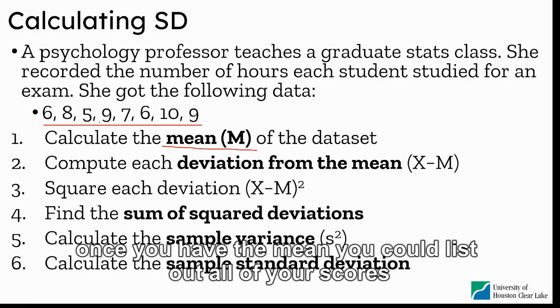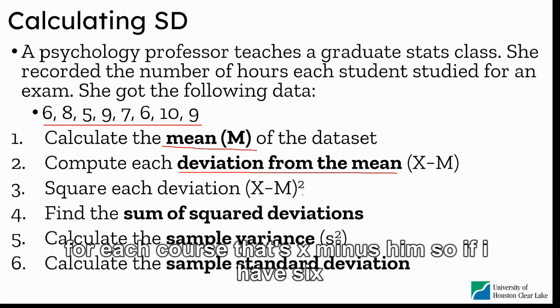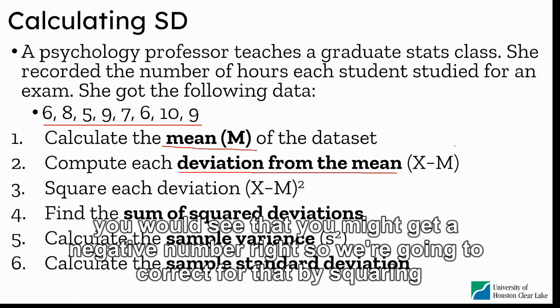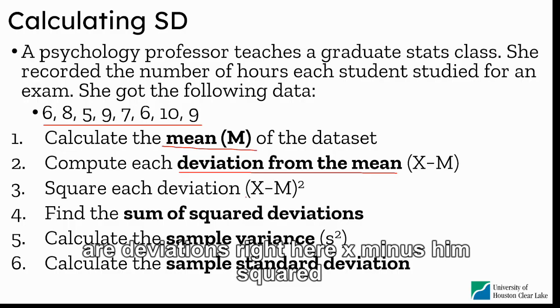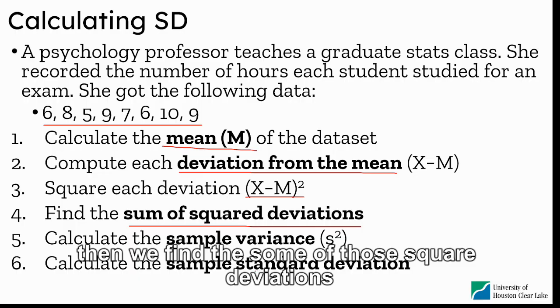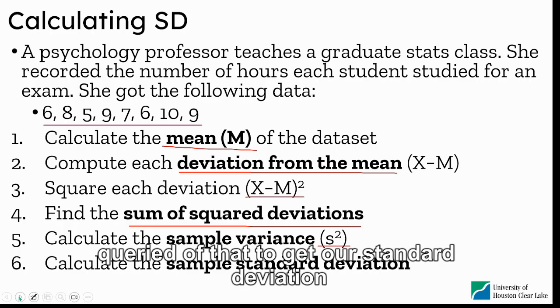Once you have the mean, you could list out all of your scores, and you could figure out the deviation from the mean for each score. So that's x minus M. So if I have 6, you would say 6 minus M. And you would see that you might get a negative number, right? So we're going to correct for that by squaring our deviations right here, x minus M squared. Then we find the sum of those squared deviations and plug it into our formula to get our sample variance, and then we take the square root of that to get our standard deviation.